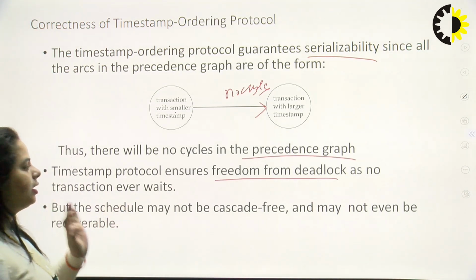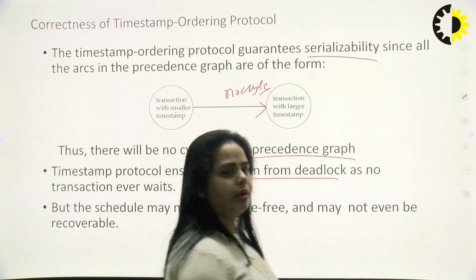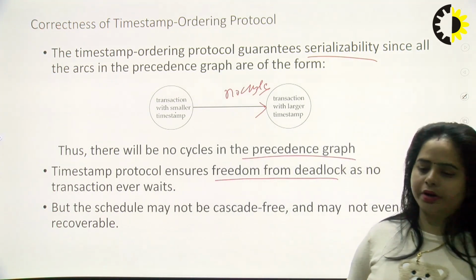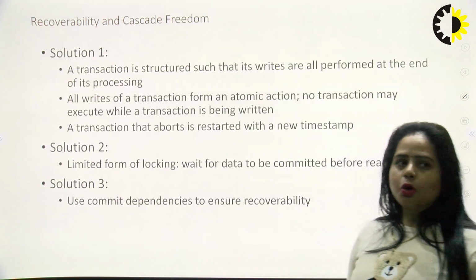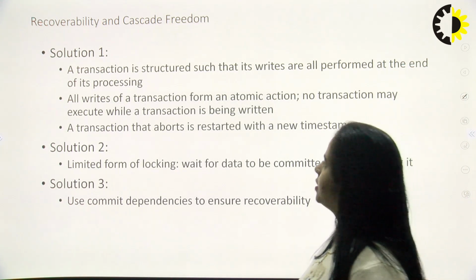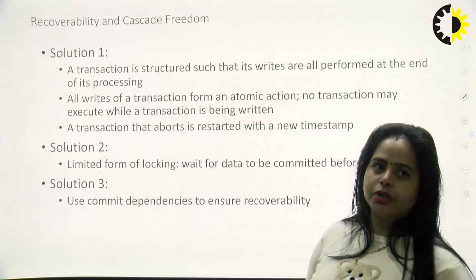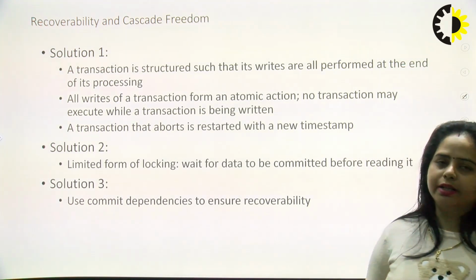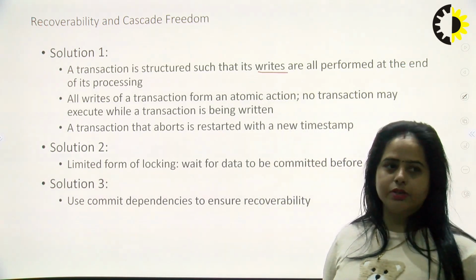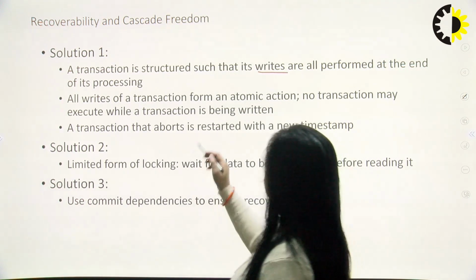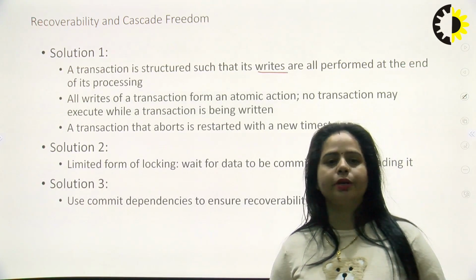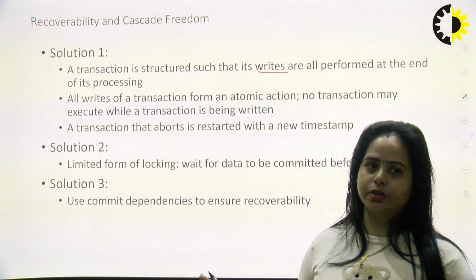But the schedule may not be cascade free and not even recoverable. Means we can get an irrecoverable schedule from the timestamp ordering protocol. So what are the solutions, so that we can get a recoverable and cascadeless schedule? The solution is that a transaction is structured such that its writes are performed at the end of the processing. All write operations should be performed at the very end of the transaction. Next, all writes of a transaction form an atomic action. Means whenever a transaction is performing a write operation, all other transactions should hold their operations.